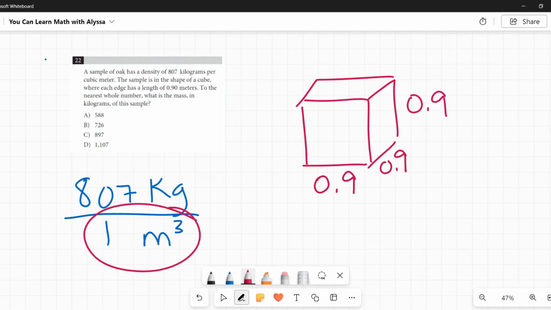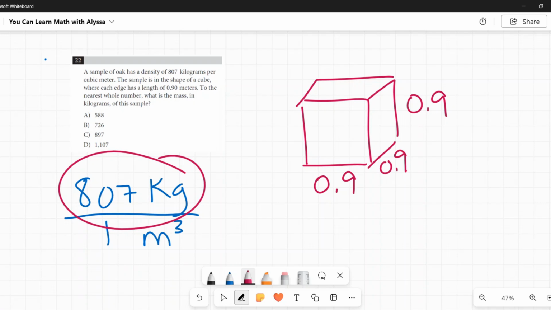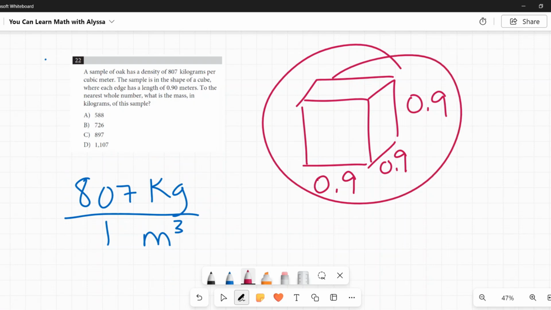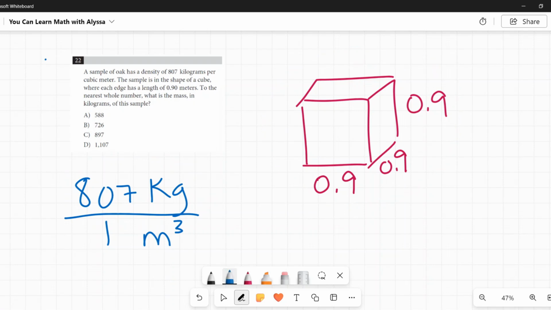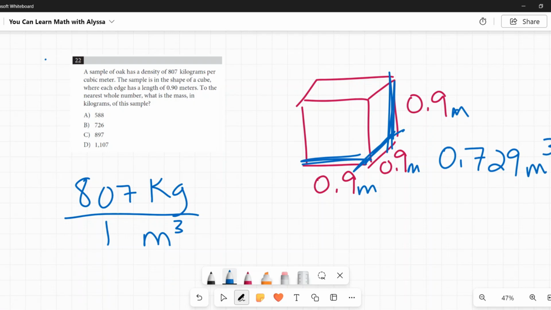Well, I know that in every 1 meter cubed, there are 807 kilograms of oak. So I need to figure out how many cubic meters there are here. Cubic meter is the volume, so to find the volume, I'm going to multiply the length times the width times the height. So 0.9 times 0.9 times 0.9. If I'm not mistaken, that's 0.729, but I'm going to double check that in a calculator really quickly. It is. So 0.729, and because each of these are meters, this is 0.729 meters cubed.